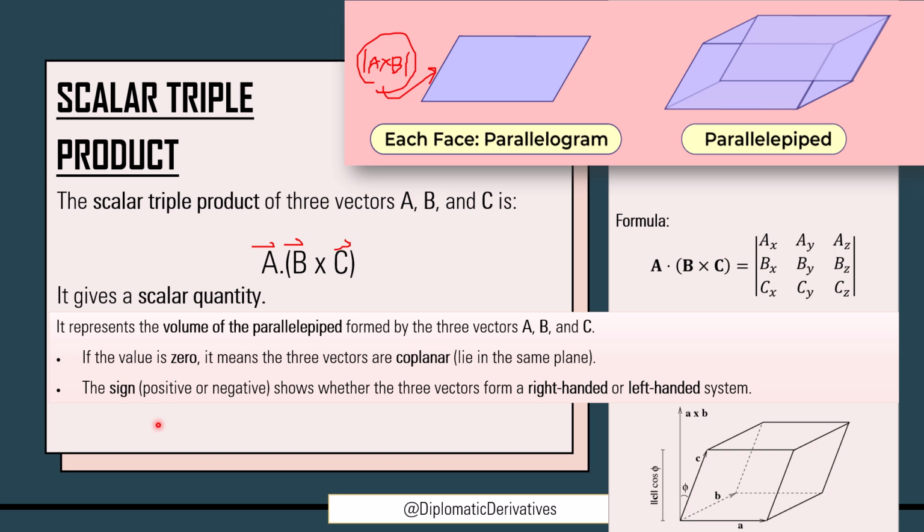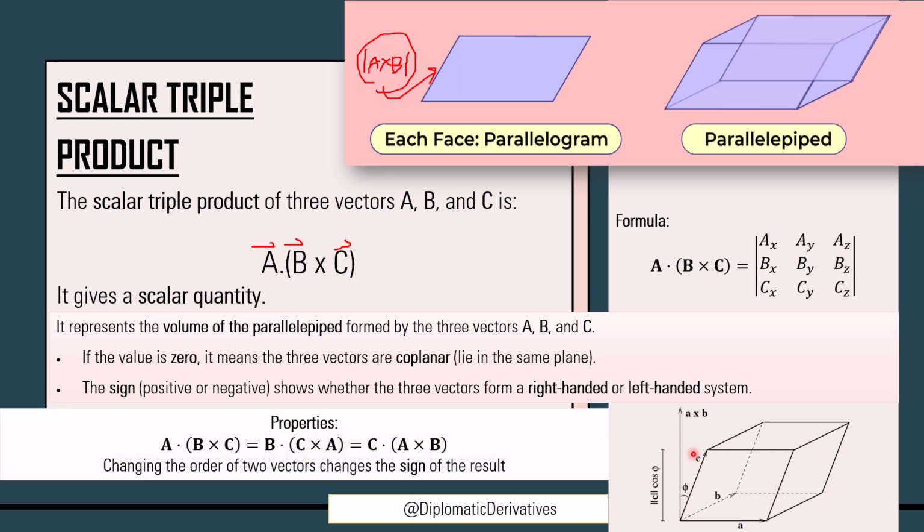The sign, either positive or negative, shows whether the three vectors are from a right-handed or a left-handed system. If it's a positive answer, it's going to be right-handed. If it's a negative answer, it's going to be left-handed. Now this is what you need to remember to solve questions related to scalar triple product, the properties. According to the scalar triple product property, a dot b cross c, which is basically the scalar triple product, is also equal to b dot c cross a, where in place of a you write b, and then a goes inside.